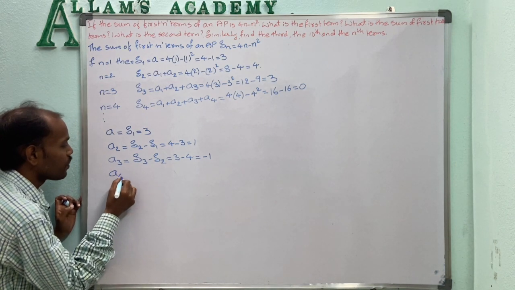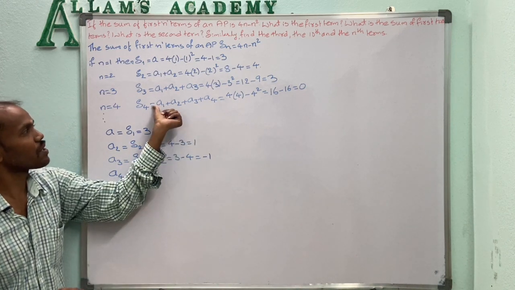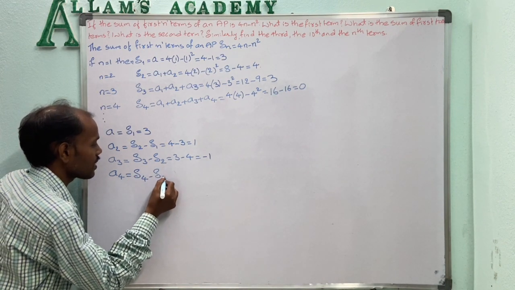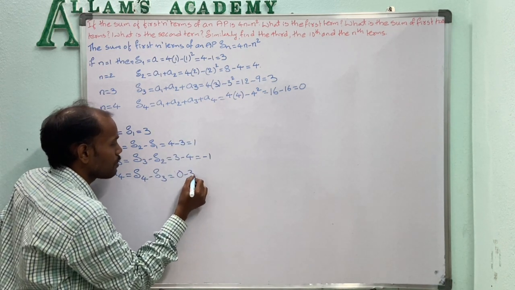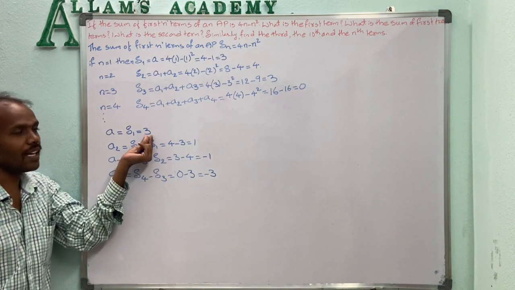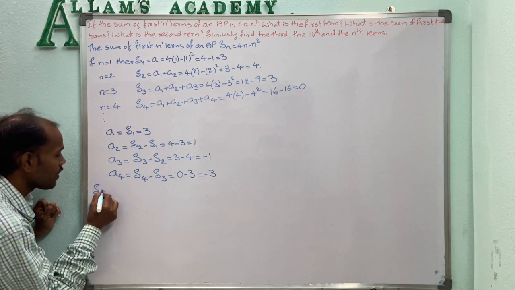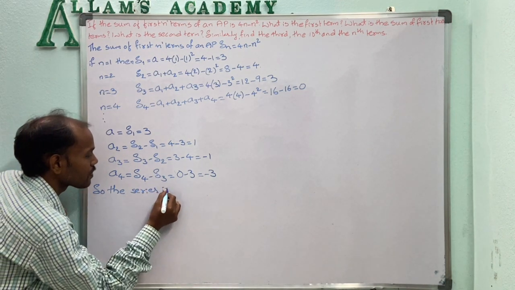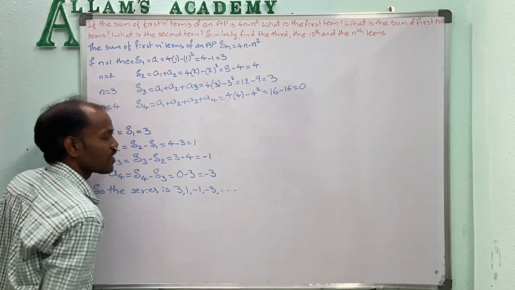Now A4, the fourth term of this arithmetic progression, is S4 minus S3. S4 is 0, S3 is 3. So 0 minus 3 is nothing but minus 3. Now the terms of the AP are 3, 1, minus 1, minus 3 and so on.